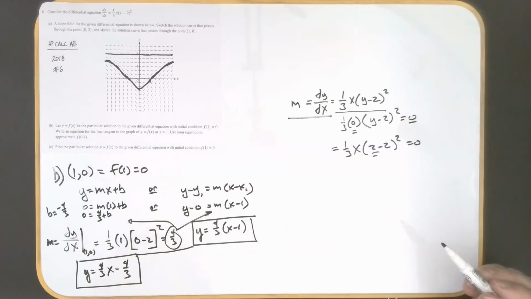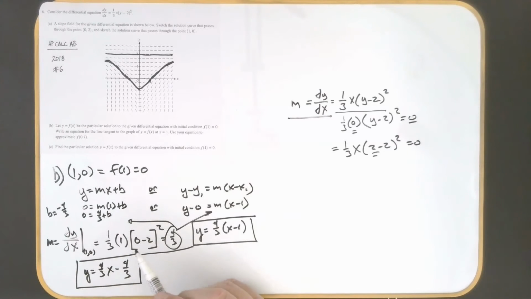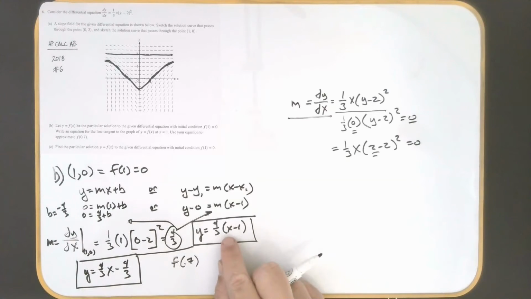AP doesn't care. Okay, but then the second part of the question says to use either one of these to estimate what is the value, approximately, of the function at 0.7. So what they want you to do is find f of 0.7. And 0.7 is 7/10, and you have fractions, and so it doesn't matter which one you do here. This one's set up pretty nicely with point slope.